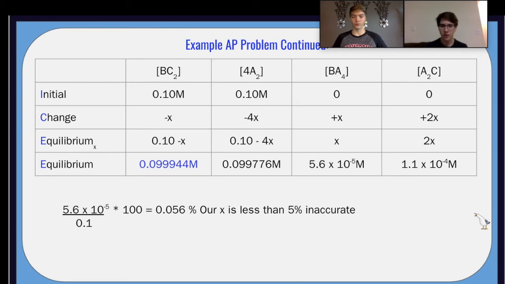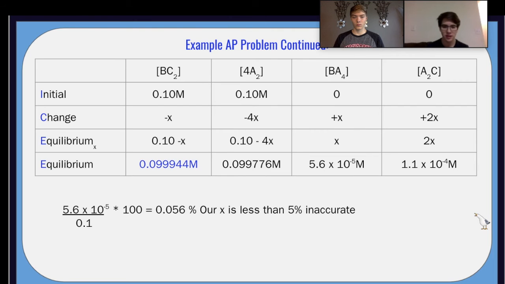Now that we know our x, we can plug it in for the equilibrium expressions we found for our concentrations. For BA4, it's just x itself. For A2C, it's 2x, for BC2 it's 0.1 minus x, and for A2 it's 0.1 minus 4x. You'll notice that I didn't round to significant figures, but that's because it was needed to go beyond what was known in order to figure out which chemical species would have the greatest concentration, and that would be BC2, highlighted in blue.